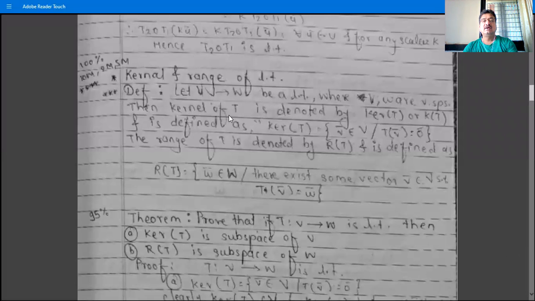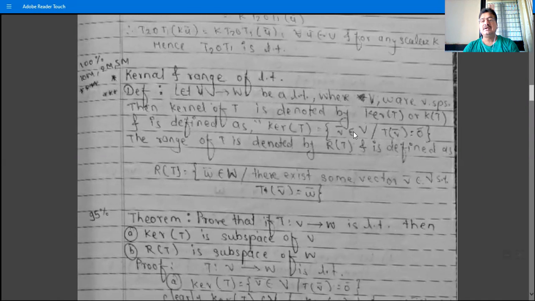Then the kernel of T is denoted by the notation Ker T or K(T), and is defined as kernel of T equals the set of v belonging to V, that is, the elements from the domain, such that T(v) equals 0 bar. That is, the vectors whose images are 0 are the vectors of the kernel of T.